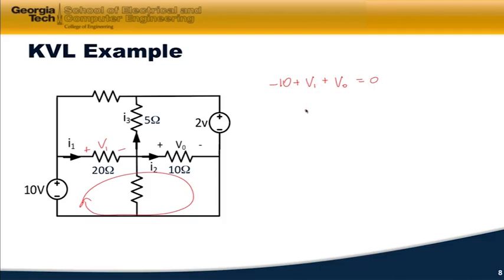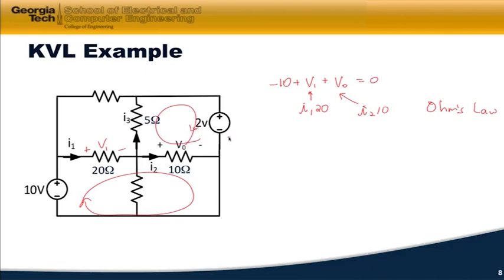So V sub 1 is equal to I sub 1 times 20. V sub 0 is equal to I sub 2 times 10. And this is by Ohm's law. So now I've got an expression that I can use to solve for these variables in terms of the currents. I can also do a loop around this way.